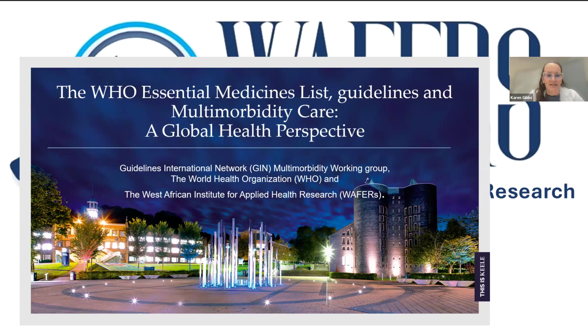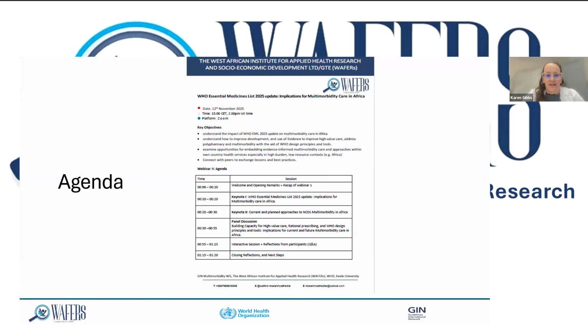So if you want to move to the next slide. So what to expect for today? We're going to essentially go over the impact of the essential medicines list and an update on our multimorbidity care in Africa, and really think about more broadly how we can improve our use of evidence to improve care overall, especially with a focus on multimorbidity and polypharmacy and how that impacts these communities and populations and how we can move forward in the future. And then just connect together overall.